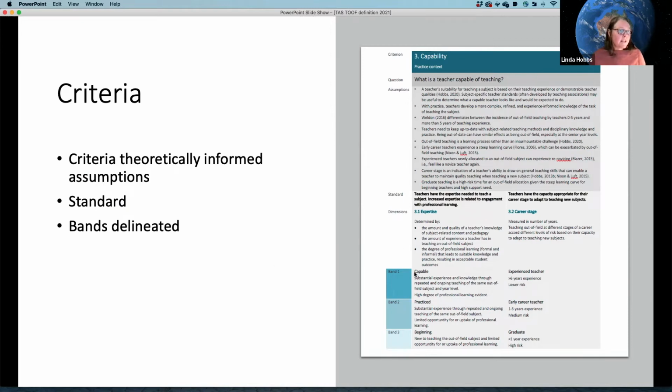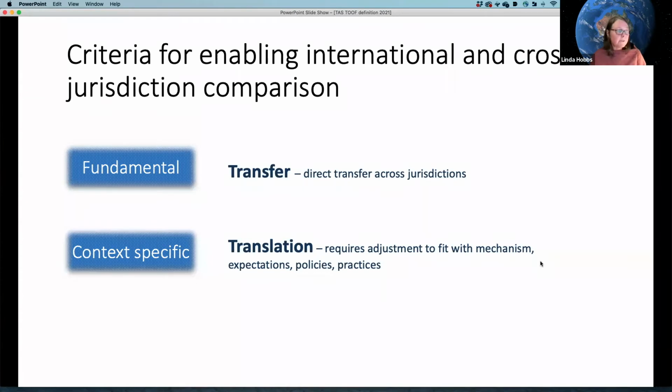A quick look through those, and this is how we've put it together. This is one criteria, capability. We looked at what the assumptions are based on the literature. We've got standards of operation, and I think these are really important to be clear about what we want teachers to look like. If we want a teacher to become in field, what are we looking for? And then for each of the dimensions, there are bands, band 1 being most aligned and band 3 being least aligned. And you can use these as ways to make judgments about how teachers are with each of these criteria. So that was just for one of them.